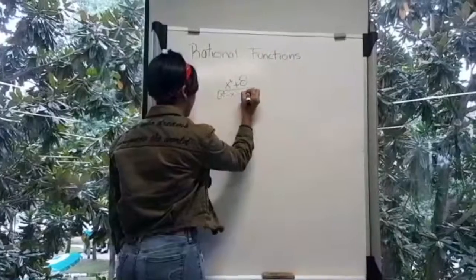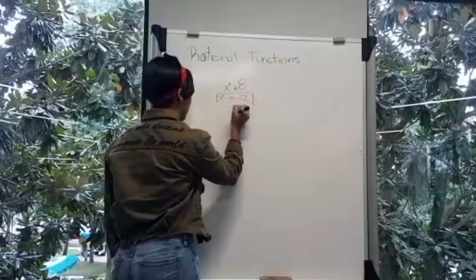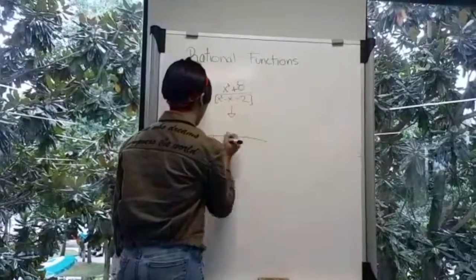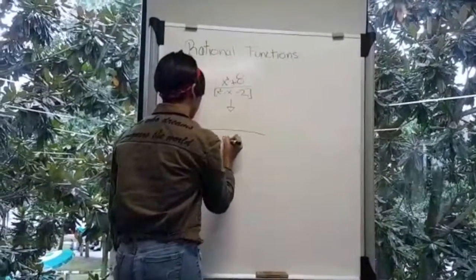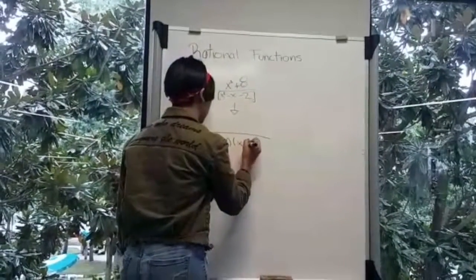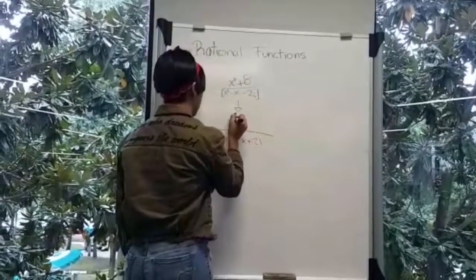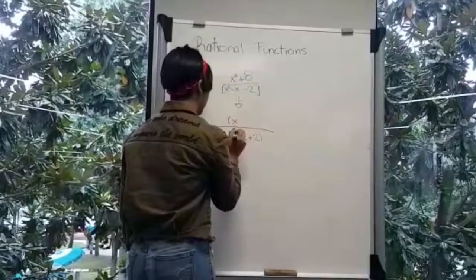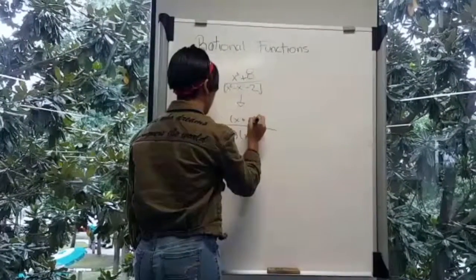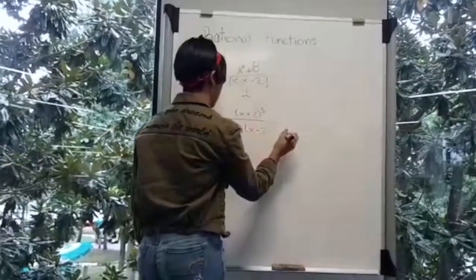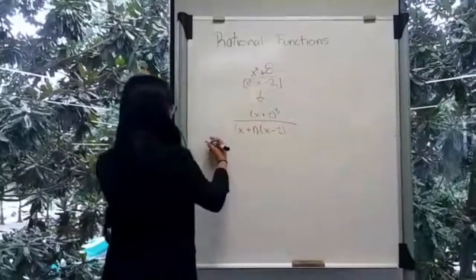So the first thing we need to do to resolve this function is to factorize this equation at the bottom. So the result would be x plus 1 and x minus 2. And the equation at the top would be x plus 2, and all of that would be cubic.